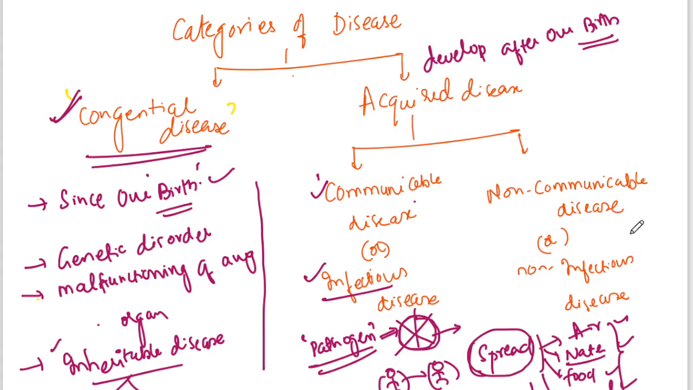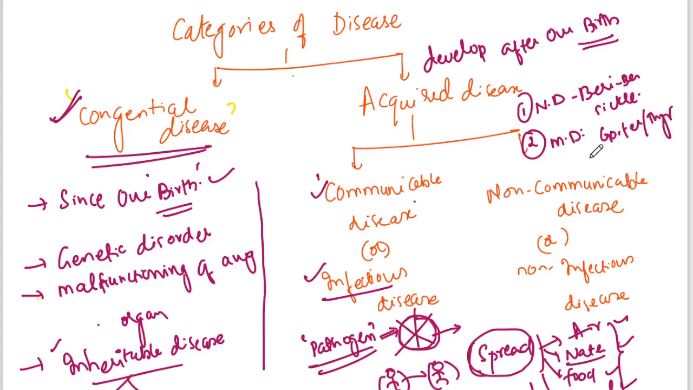Now, what are non-communicable diseases? Non-communicable diseases are, let's say, nutritional deficiency, like beriberi, vitamin deficiency. The second one is metabolic deficiency, like diabetes mellitus, or goiter, or we may get thyroid.